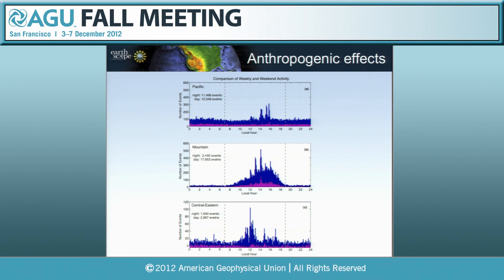Now, one of the things about our catalog is that we do not make a discrimination of anthropogenic events versus natural events. We're trying to catalog all activity that shakes the ground, and so it's not within our scope or within the ability of our resources to actually go back and partition those out.